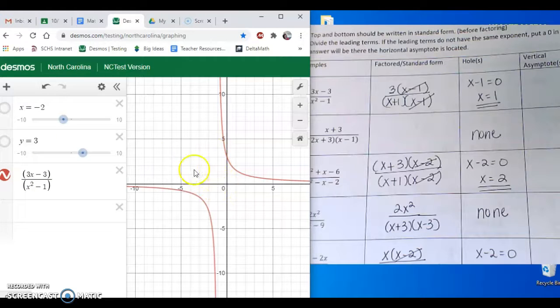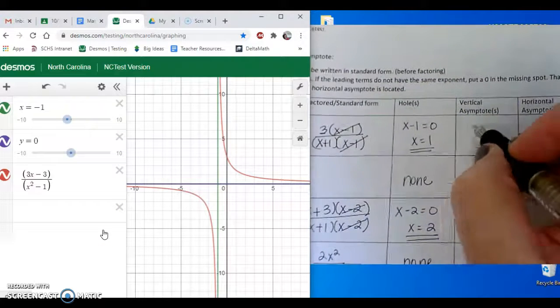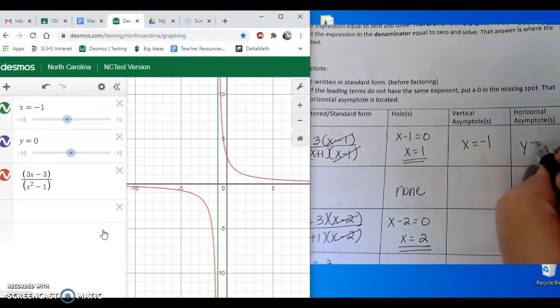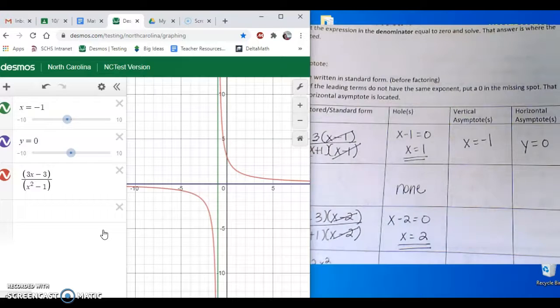What do we think the horizontal and vertical asymptote would be? Let's turn these back on. The green, I need to move it to about right there. Do you agree? And the purple, I need to move it down here. So about right in there. And so if you graph it, you can move your X and your Y to find what you need. And according to our graph, our vertical asymptote was X equals negative 1, and our horizontal was Y equals 0.